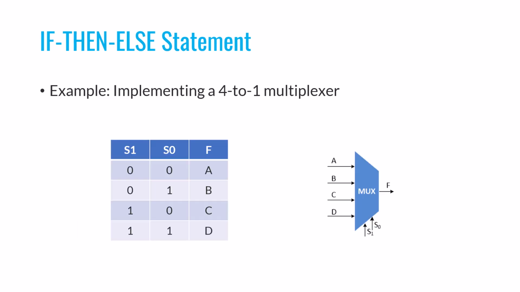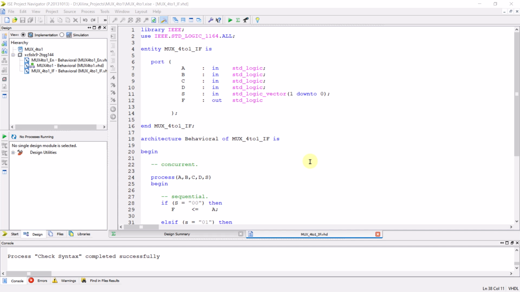Now, to better understand the process construct and to explain the if-then-else statement within the process, let's revisit the example of a 4-to-1 multiplexer that we used earlier to explain conditional and selected signal assignments in the concurrent section. Here is the code that describes a 4-to-1 multiplexer.